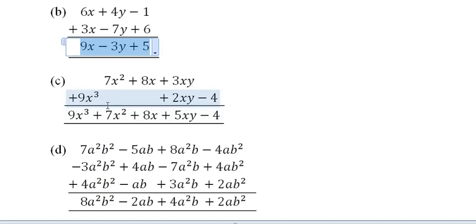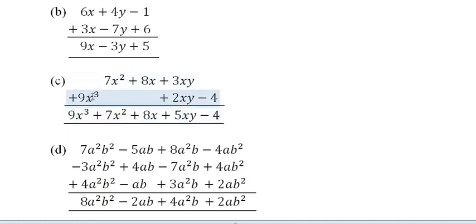You can see that the first term given out here is 7x squared plus 8x plus 3xy. So this is the first expression. And the second expression given out here is 9x cubed plus 2xy minus 4. As I already said, only the like terms can be added or subtracted, so you have to arrange them in an order.